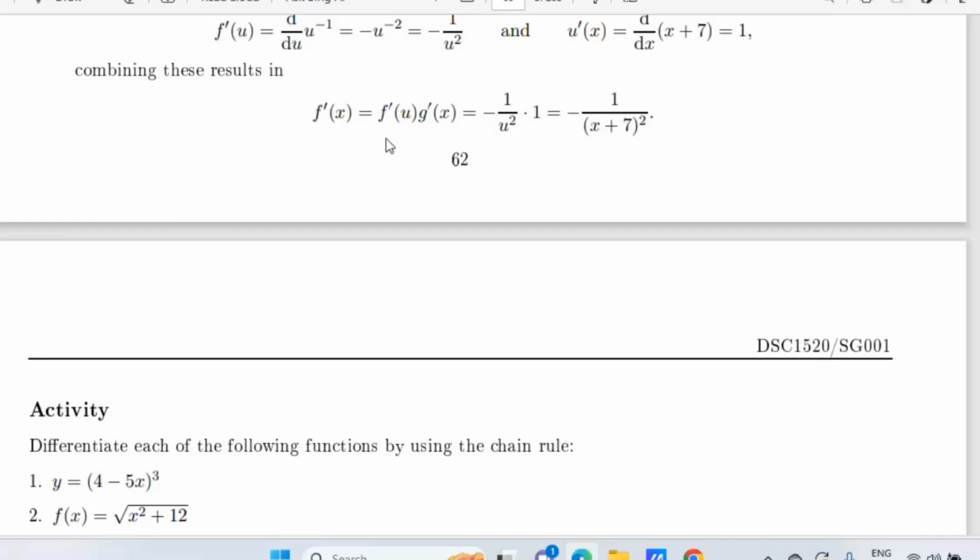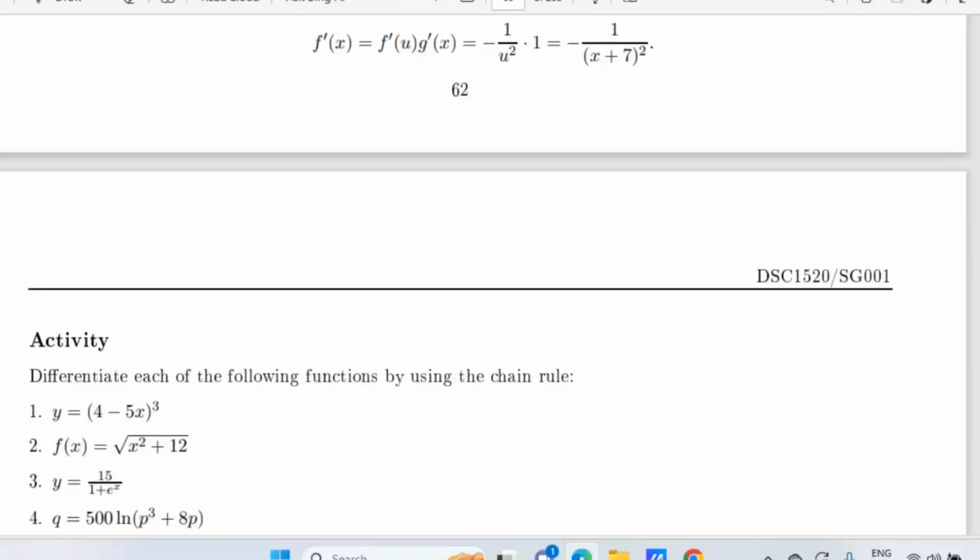Now, let's look at the third one. You see number 3. y is equal to 15 over 1 plus e to the power x.